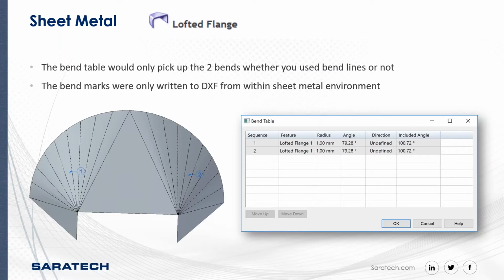Next, the bend tables would only allow you to pick up to 2 bends, whether you use the bend lines or not. The bend marks were only written in DXF within the sheet metal environment. You can see our bend table shows us our sequence. Here's our number 1, number 2. We can even reorder those and see what our angles are.